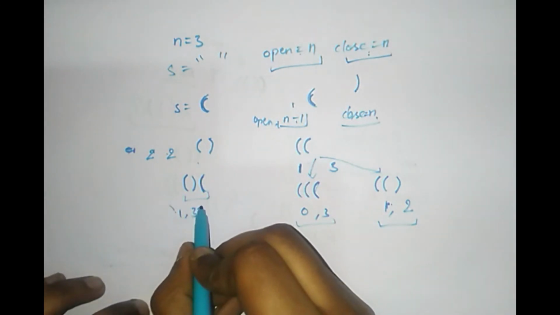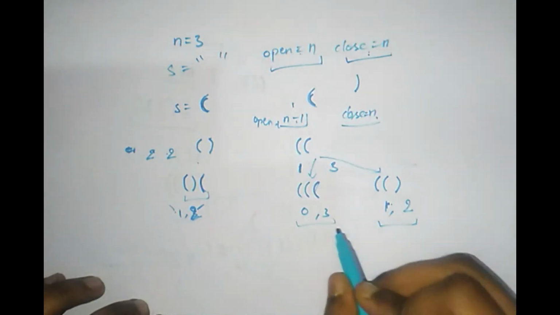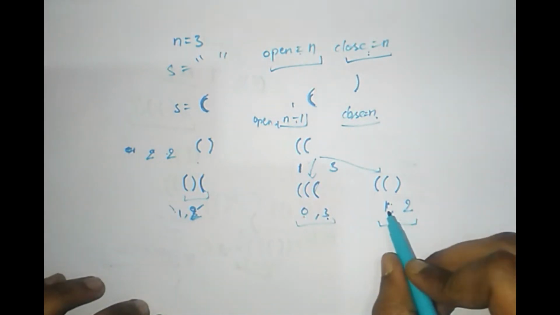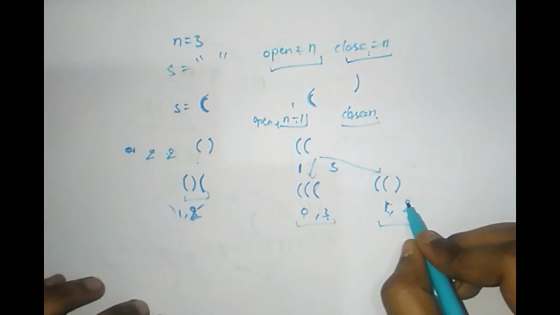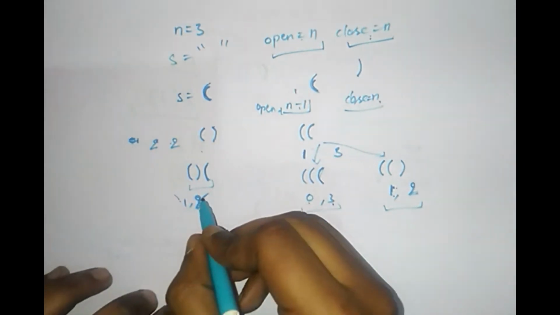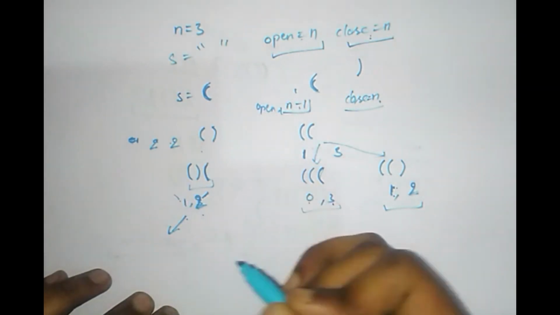1 is opening, 1 is opening, 2 is closing. 1 is opening and 2 is closing. 0 is opening, 3 is closing. 1 is opening, 1 is opening, 1 opening bracket left and 2 closing brackets left. Got it? So now from here I can append 1 opening bracket, or I can append a closing bracket.